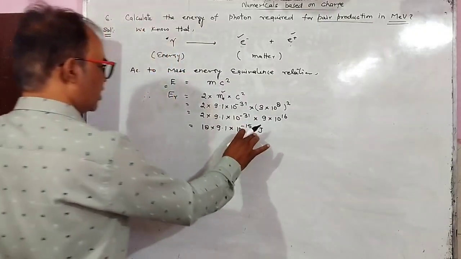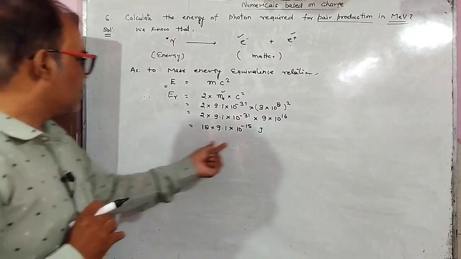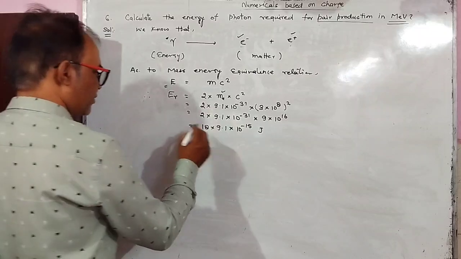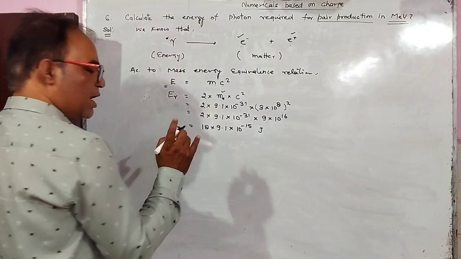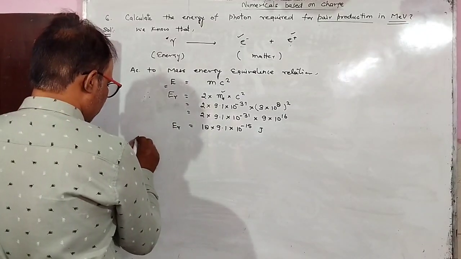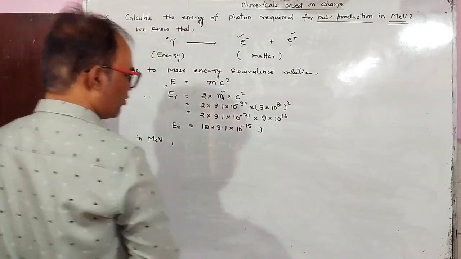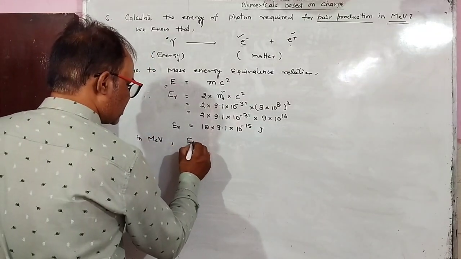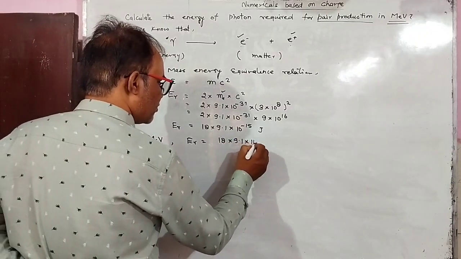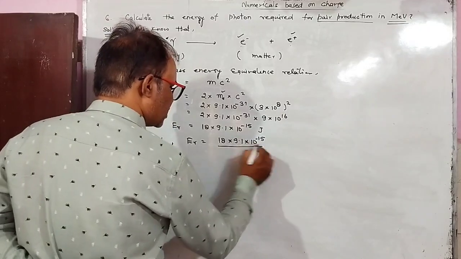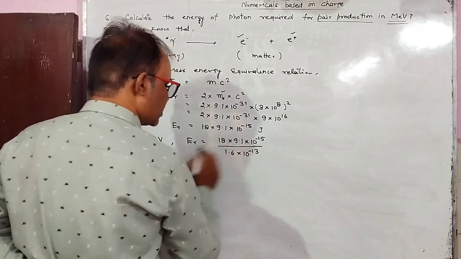This relation gives the value in joules. While in million electron volt, we shall convert it into million electron volt just by dividing this with 1.6 into 10 to the power minus 13.